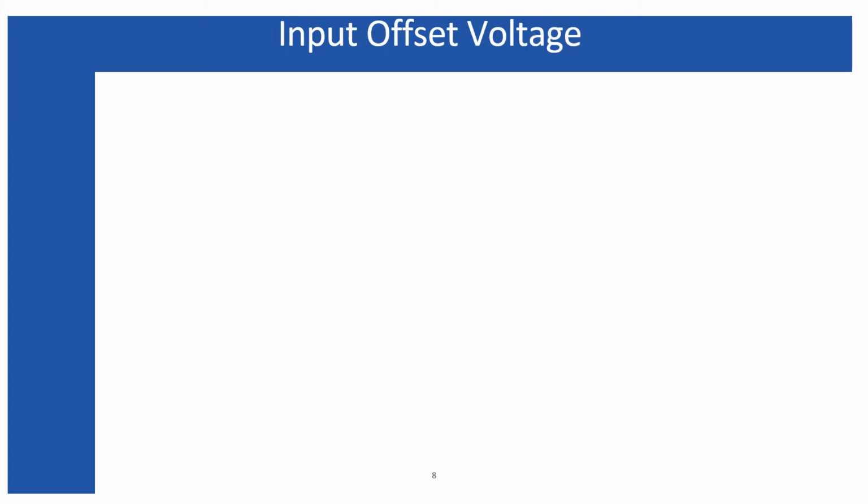Ideally, the output should be 0 when both of their differential input or the individual inputs are connected with the ground potential. But due to the input offset voltage, this is not possible. That means when the input voltage is at 0, then the output voltage does not appear exactly 0. For example, an operational amplifier has an input offset voltage of 5 millivolt. And if the open loop gain of the operational amplifier is 1000, then you can imagine how large is the output voltage that will appear at the output.